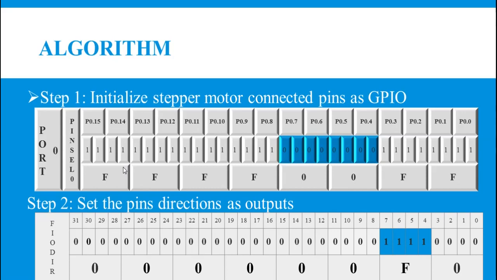So this is about configuring those pins as GPIO and setting the direction of these pins. So these two values will be used in the program.